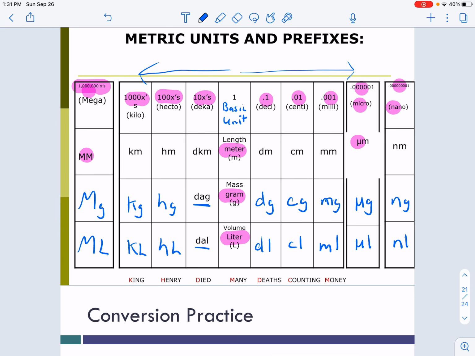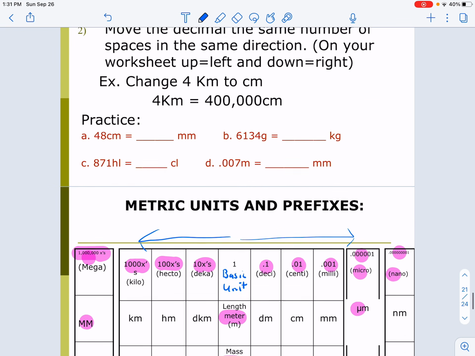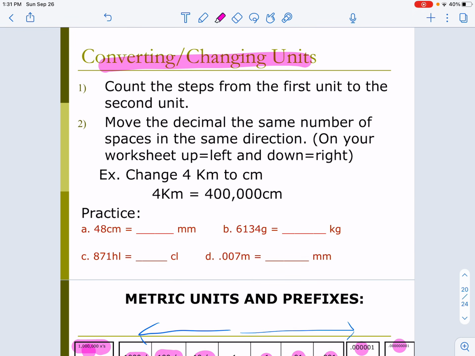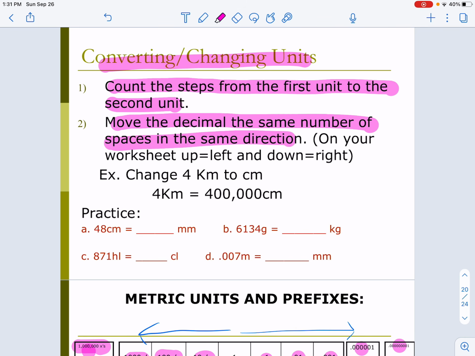So we need to be able to convert from one unit to the next, and so I'm going to teach you a simple rule to do that. There's two key steps we're going to follow. First, count the number of steps from the first unit to the second unit. Move the decimal the same number of spaces in the same direction.